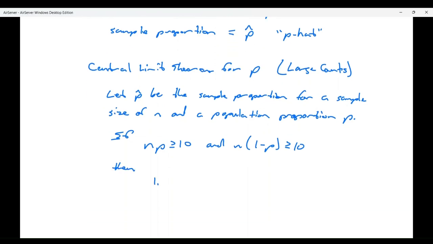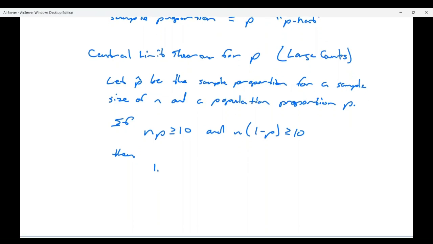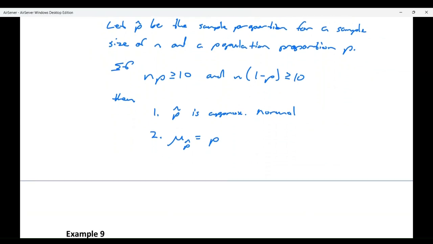then, again, like the other central limit theorem, we can make some assumptions here. We can assume that P hat is approximately normal. The mean of P hat, like it is before, is going to be the same as the population proportion. And then thirdly, the standard deviation of P hat is the square root of P times 1 minus P all over n.